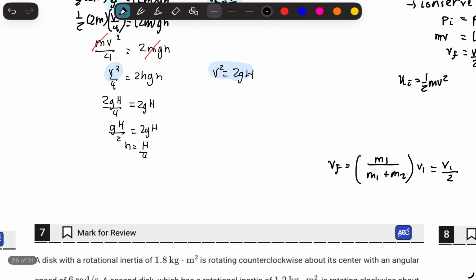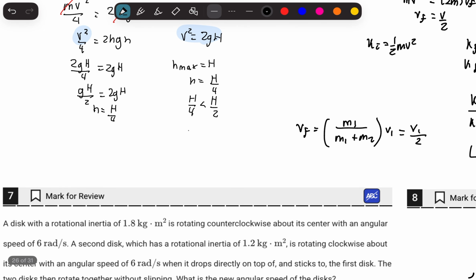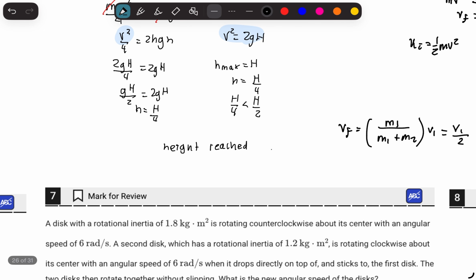Now, we want to compare this with h max. We know h max earlier is equal to h. So h is equal to h over 4. And h over 4 is less than h over 2. So that means that the height you reached for scenario 2 is going to be less than 1/2 of h max. This is for scenario 2.